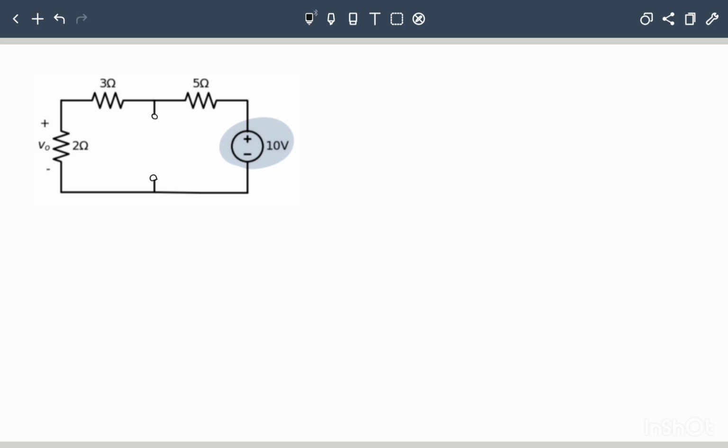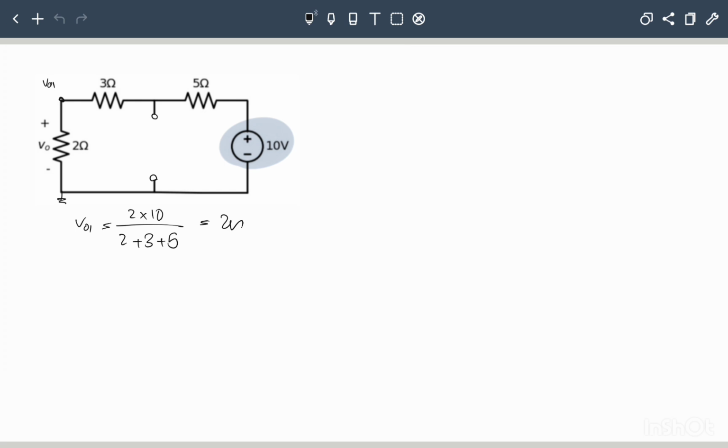Now we have a simple circuit and we can use voltage division to calculate the voltage across the 2 ohm resistor, so let's just call it V01. This is a ground, this will be V01. V01 is equal to 2 times 10 divided by 2 plus 3 plus 5, which equals 2 volts.